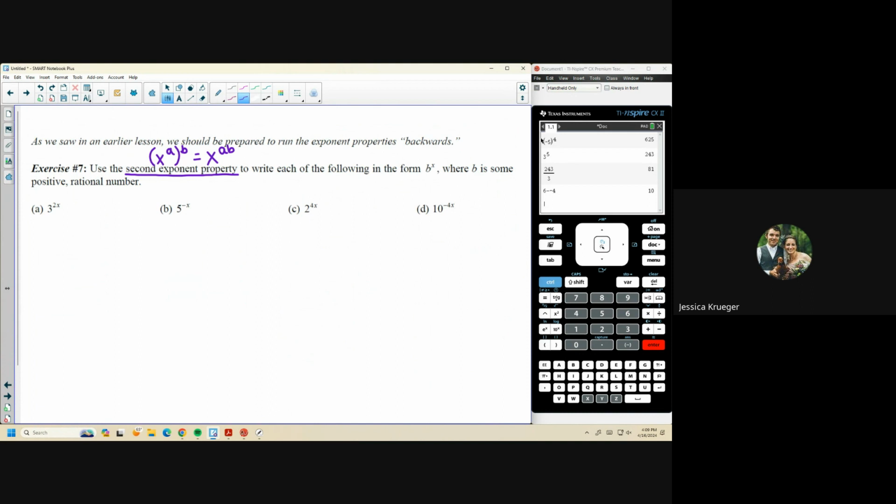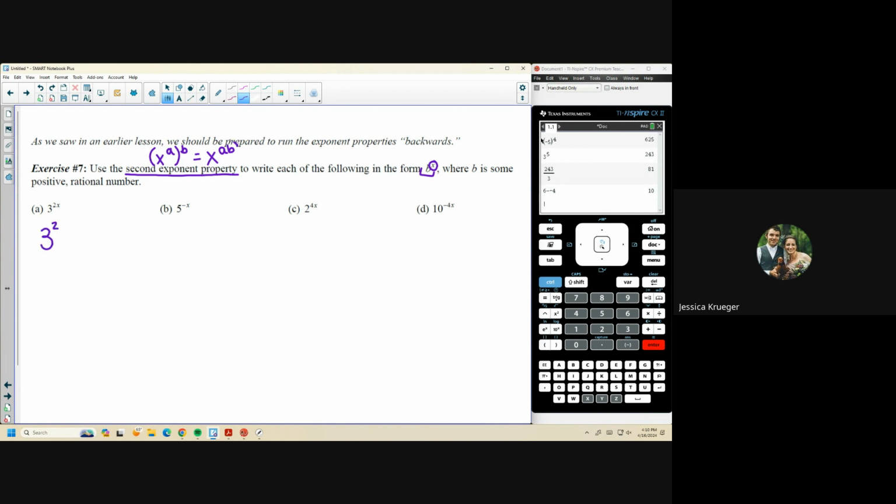So let's take a look at this. Okay, this is a little bit tricky. So it took me a minute. I had to reread this to think about it. So what I want is I want to change my base so that x is the only thing in the exponent. So I've got 3 to the 2x.